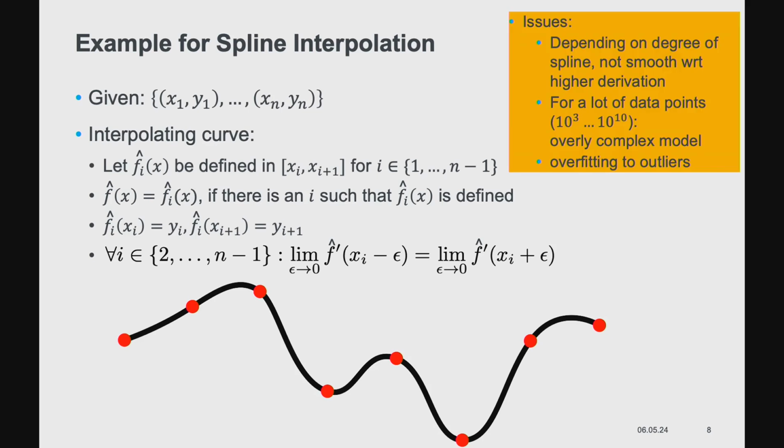Again, it's not necessarily smooth with higher derivatives, and we run again into the problem that for many data points, like thousands, millions or more, the model will be super complex and hence will not be very efficient in doing inferencing.